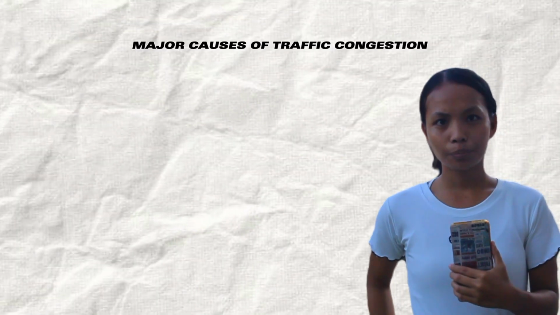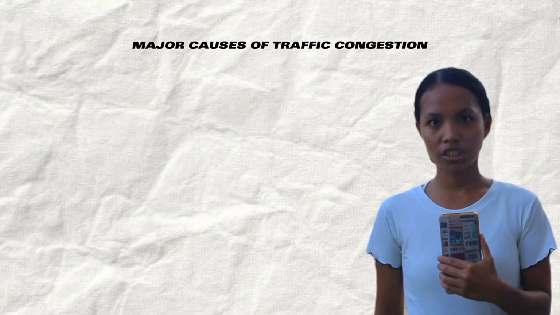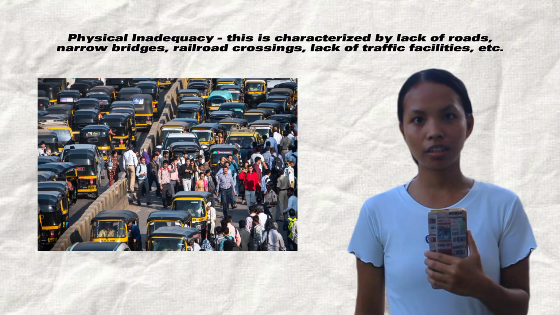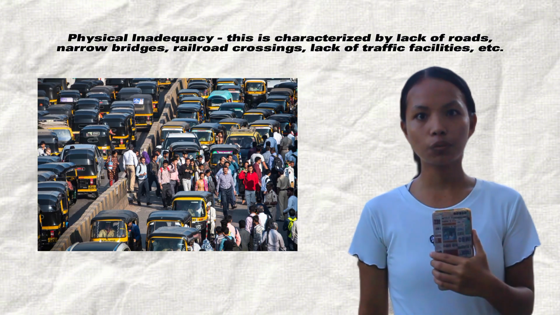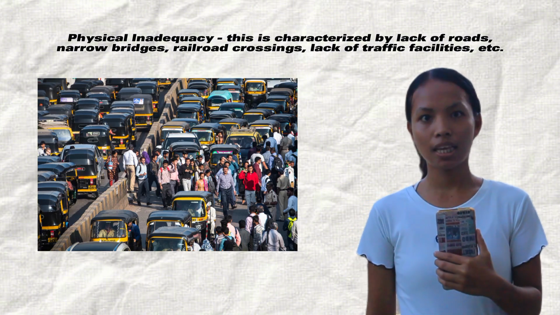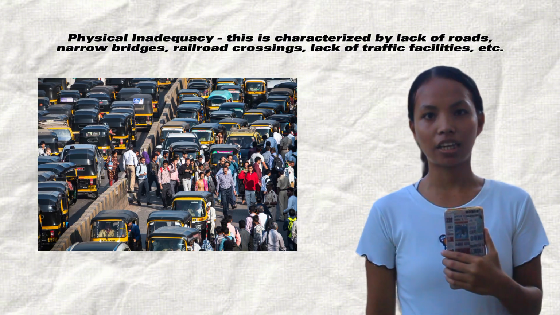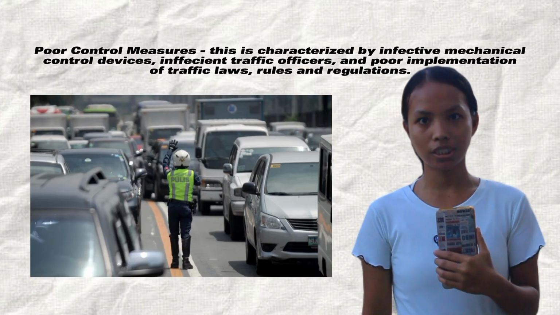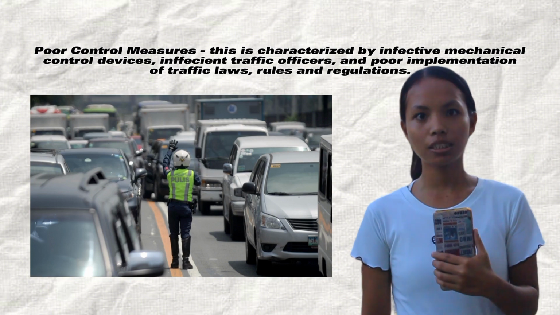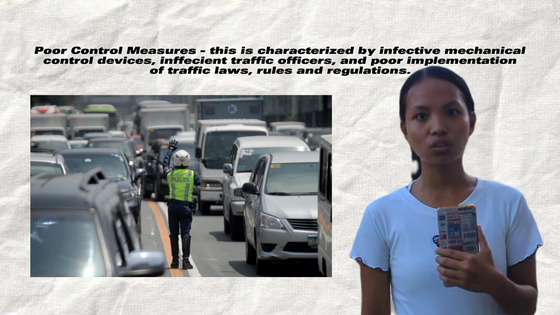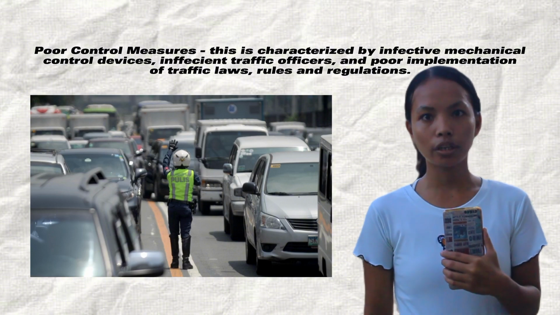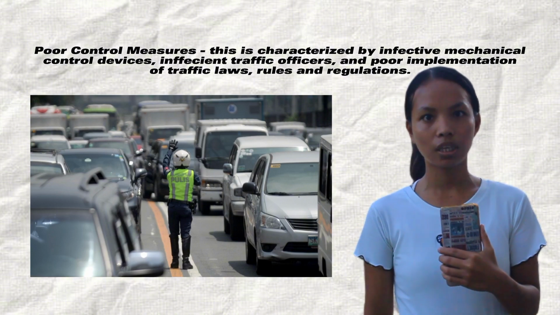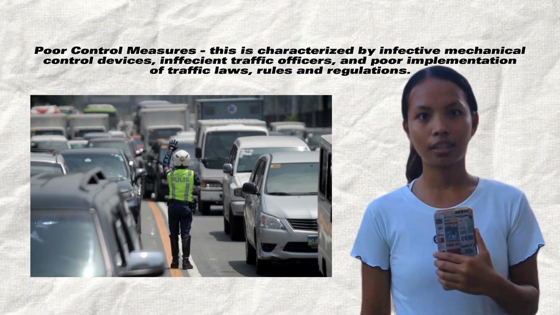There are four major causes of traffic congestion. Number 1, physical inadequacy. This is characterized by lack of roads, narrow bridges, railroad crossings, lack of traffic facilities, and etc. Number 2, poor control measures. This is characterized by ineffective mechanical control devices, inefficient traffic officers, and poor implementation of traffic laws, rules, and regulations.